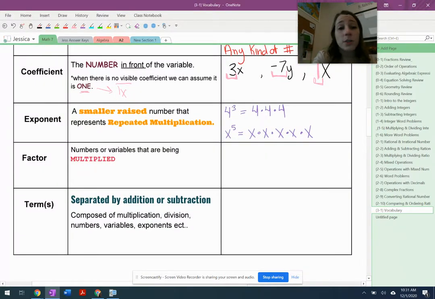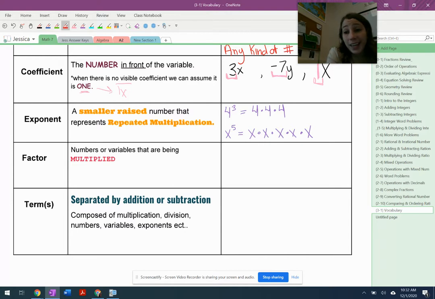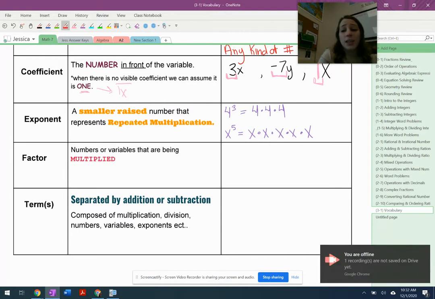A factor is also something that you should be relatively familiar with because you've been factoring things, finding least common, nope, those are multiples, greatest common factors and stuff like that. So factors are just numbers or variables. It can be either or.